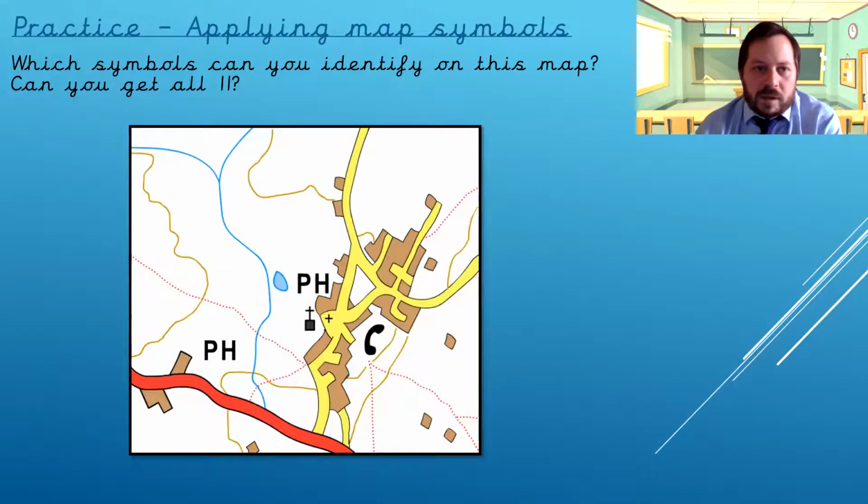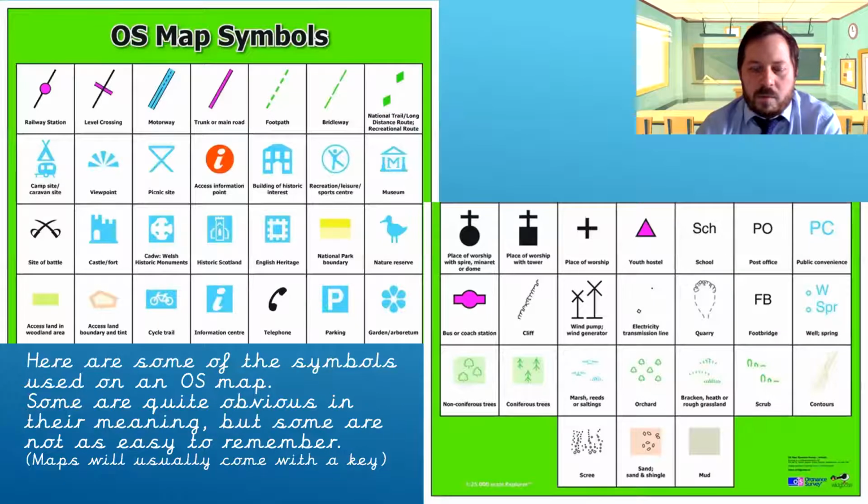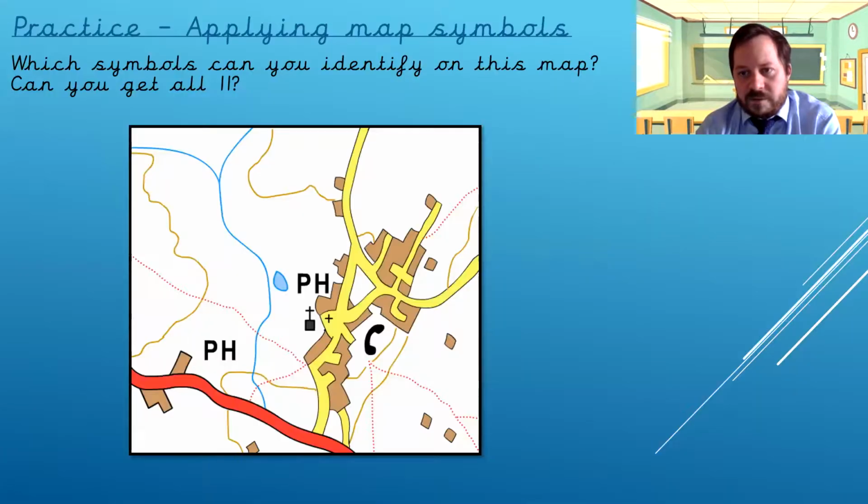So let's have a practice and apply some map symbols. For each map symbol you identify here, what are they on here? So have a look at this, and then have a look at this. If you skip forward and backwards in the video, you should be able to go between them. Pause now and have a go.